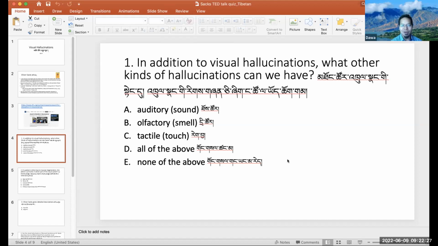I have more experience with option A, so I chose A. Very good. So what you can do here is when you ask questions from your students, now the correct answer is D, all of the above. But it just means that you don't know about olfactory hallucinations or tactile hallucinations yet. So here is an opportunity for you and your students to go and learn about smell hallucinations and touch hallucinations.